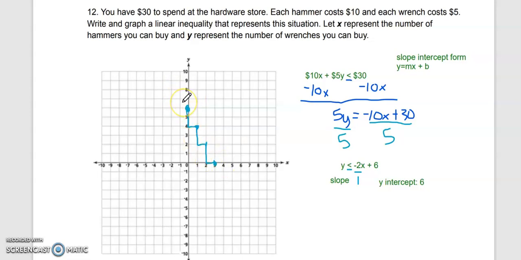Now I just have to decide, am I going to do a solid or a dashed line? Because y is equal to this symbol right here, I'm going to do a solid line. And then because y is less than, I'm also going to shade below. All right. I'm going to try to make a straight line here.